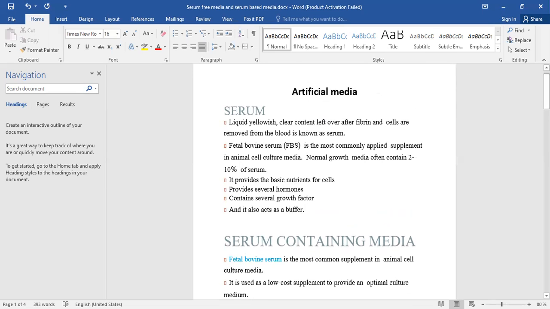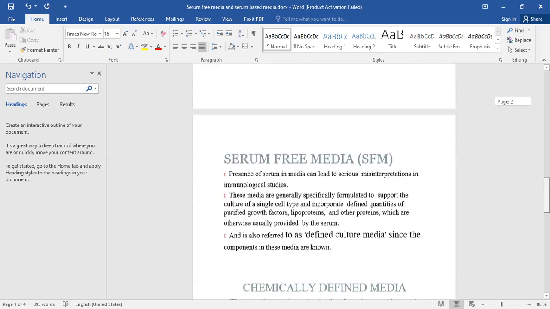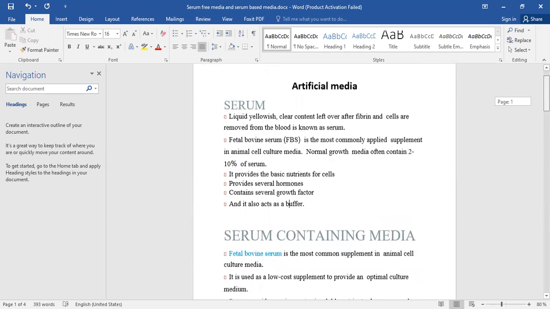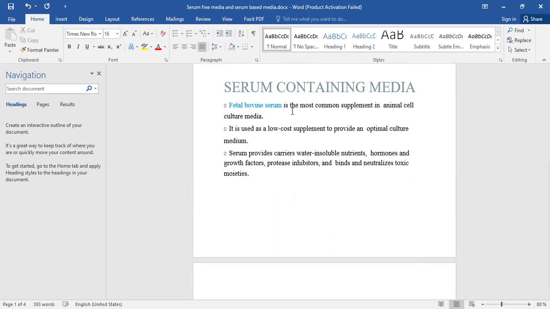Similarly, artificial media are of four types: serum containing media, serum free media, chemical defined media and protein free media. So these are the four types. First we discuss the serum containing media. The media which contains serum in its composition is known as the serum containing media. Of course it is artificial media, but it also contains serum. So it is semi artificial or semi natural media.